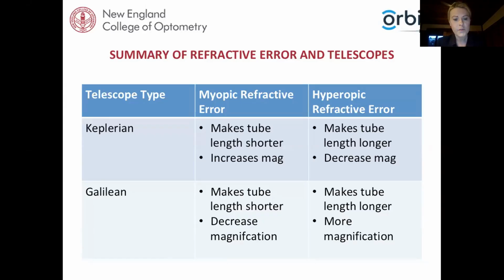With Galilean telescopes, the patient with myopic refractive error is going to make the tube length shorter again. So the myopic patient is always going to make the tube length shorter, but they're going to get less magnification out of that Galilean system. Whereas the hyperope, again always making the tube length longer, but with a Galilean telescope, they'll actually get more power.